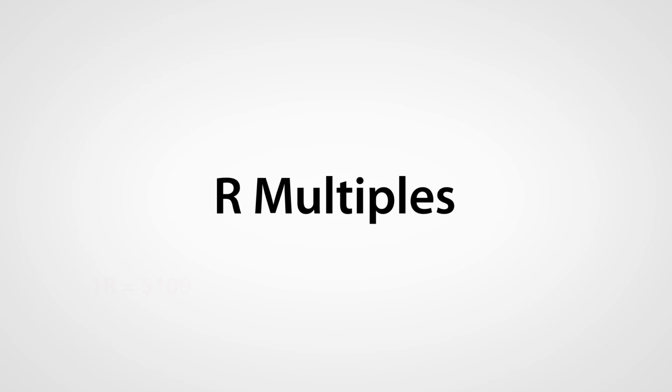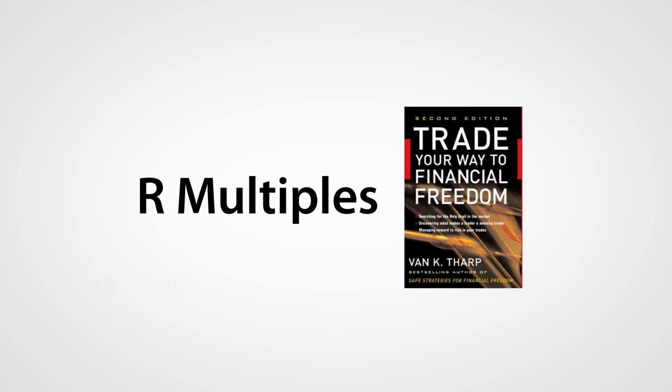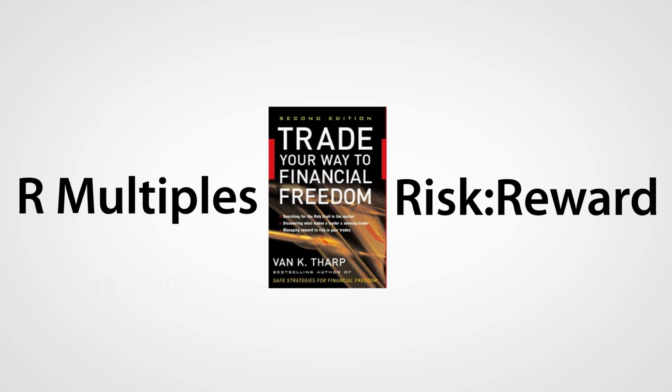They were first talked about in Van Tharp's book, Trade Your Way to Financial Freedom. And here's how they work. It's basically just a risk to reward ratio. R just stands for risk, how much you risk per trade. So let's look at a chart example.